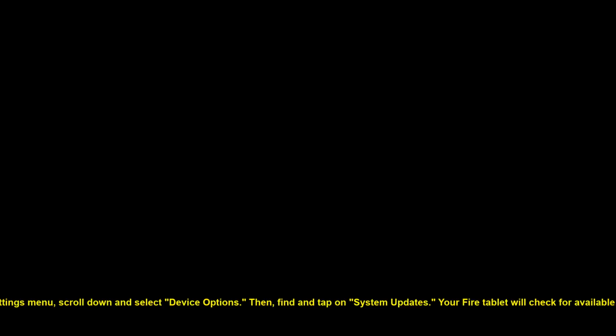Then, find and tap on System Updates. If an update is available, tap on Download Update. Wait for the download to complete. After the download, you will see an option to install the update. Tap on Install Update. Your tablet will restart automatically to complete the installation.